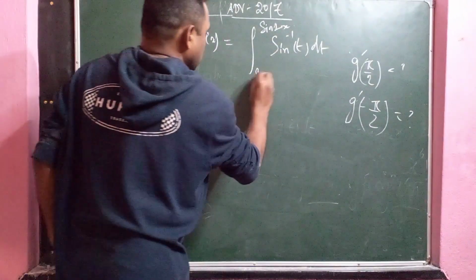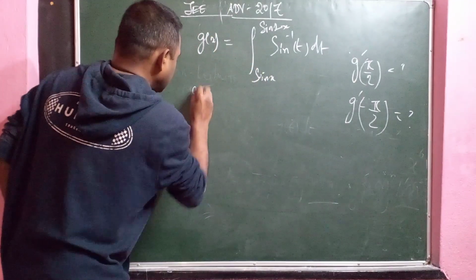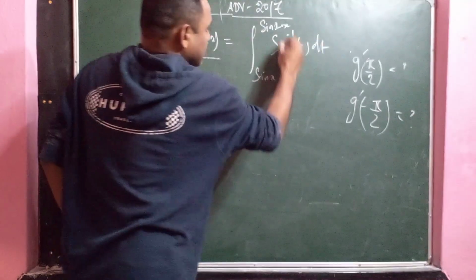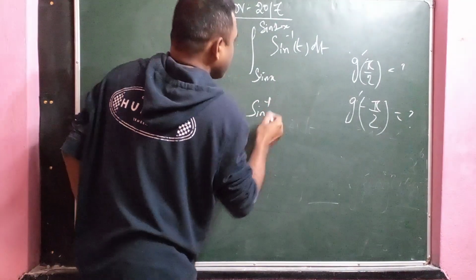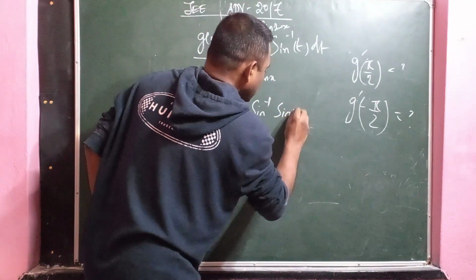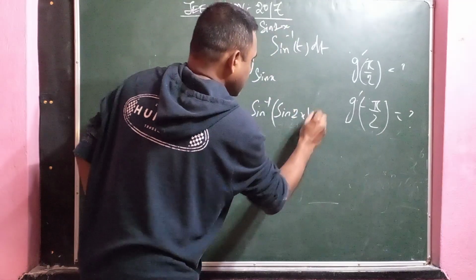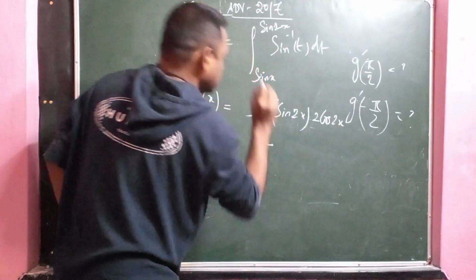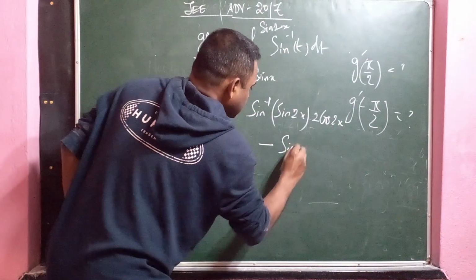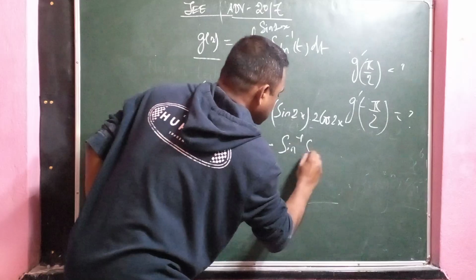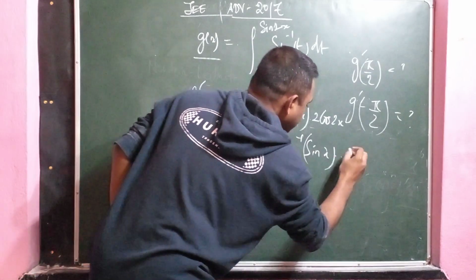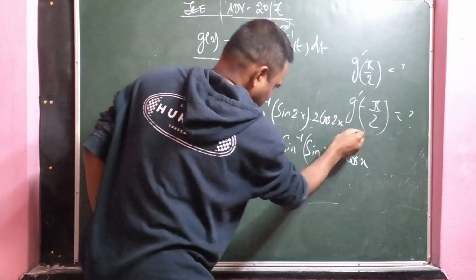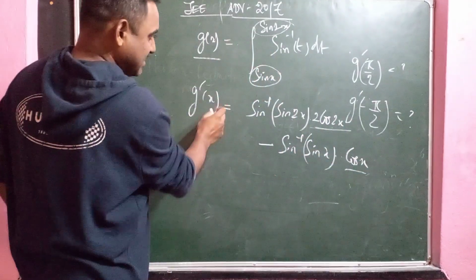It's a bonus one. Now G dot x, that is the derivative of G of x, is equal to d by dx of this. First you substitute sin 2x as the upper limit in sin inverse, then d by dx of sin 2x is 2 cos 2x. Minus sin inverse of sin x, and d by dx of sin x is cos x. Whatever the upper limit and lower limit, you have to differentiate and then substitute there. This is the G dot.